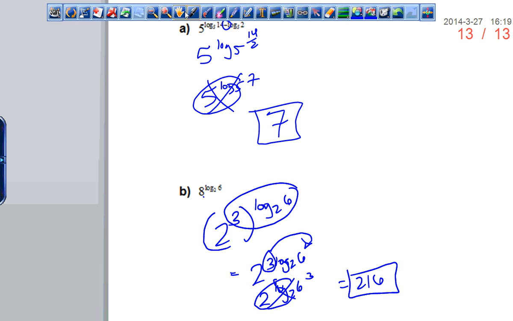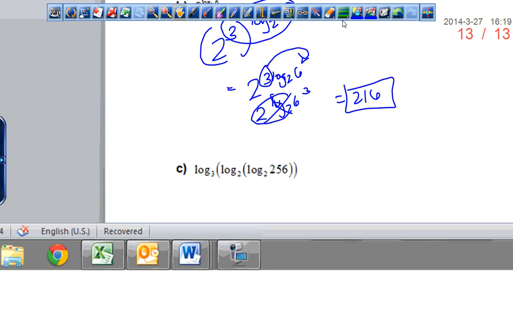And then my last one, letter C. This one worked kind of like a couple of the homework problems from the past. We first work on the inside, then we get a number, and then do that, and then do that again. So log base 2 of 256. So 2 to what power makes 256? If you don't know, it's 8. So this whole thing is just 8. So then I'm going on. So now log base 2 of 8. 2 to what power makes 8? 3. So now this whole thing is just 3. Then 3 to what power makes 3? 1.